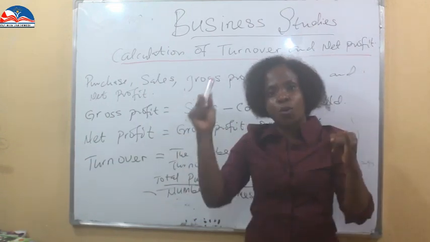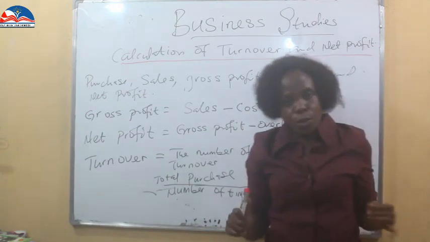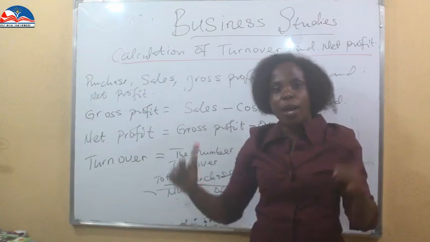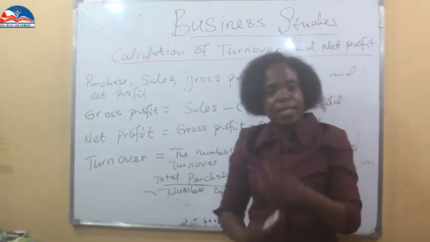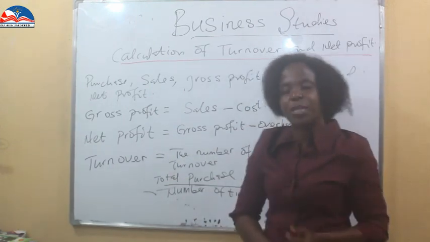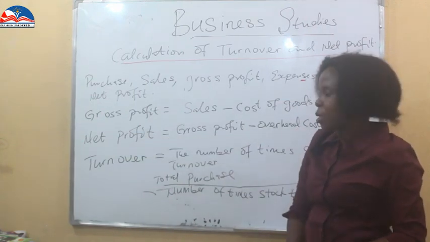You are going to remove your cost of goods sold from your sales, and then you're going to remove your expenditure, your overhead costs, cost of getting this thing to final consumers. Then you have your net profits. That's how we calculate our net profits.